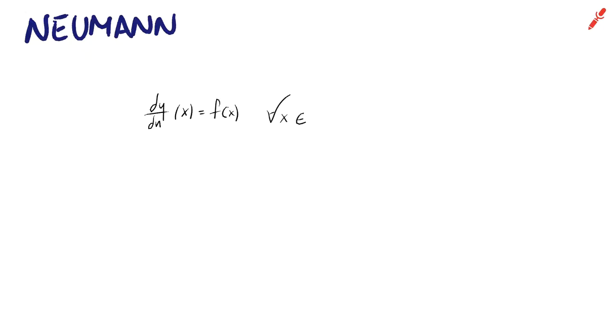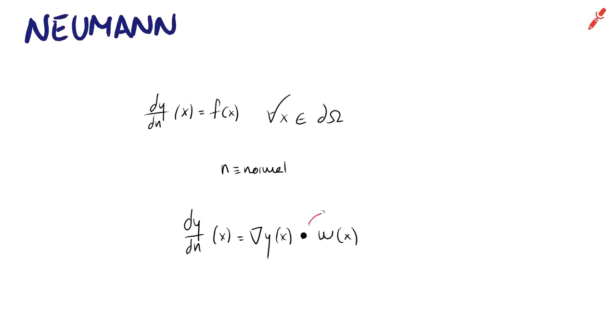The Neumann process is as Dirichlet's, but the boundary conditions are set by the derivatives, where ∂y/∂n(x) = f(x) for every x in the boundary ∂Ω, where n is the normal to the boundary ∂Ω, and f is a given scalar function. The normal derivative above is defined by ∂y/∂n(x) = the gradient of y(x) inner product n(x).